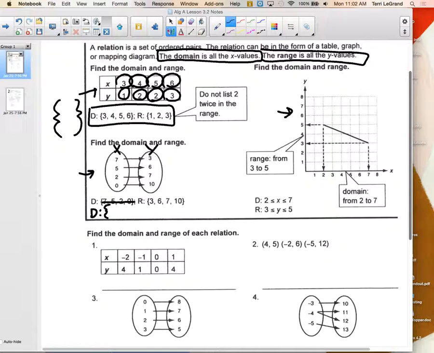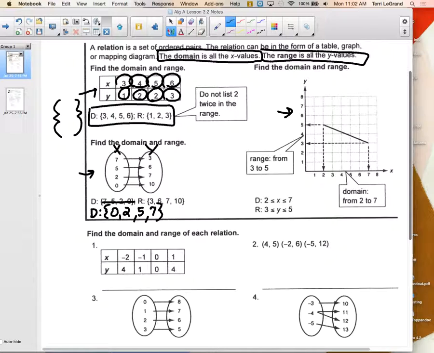Abby? 0. Okay, 0, followed by 2, followed by 7. Okay, that's how we're going to state them, in numerical order from least to greatest.